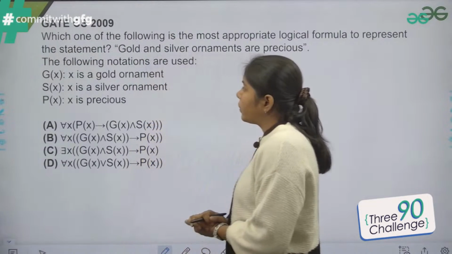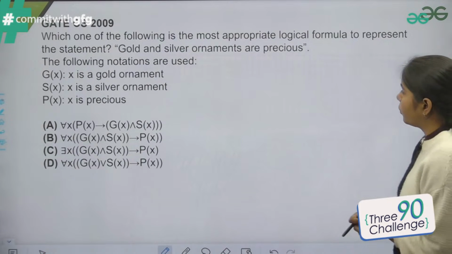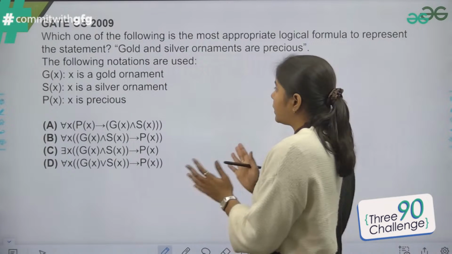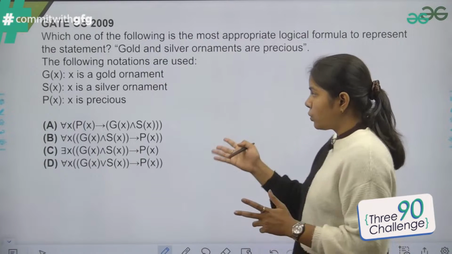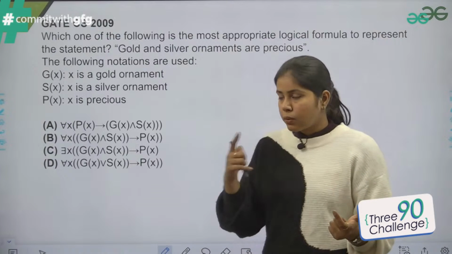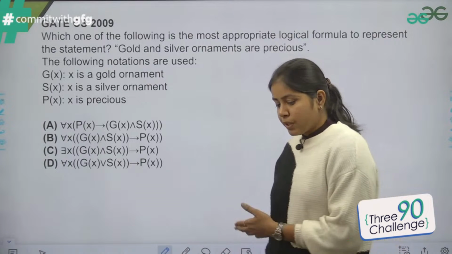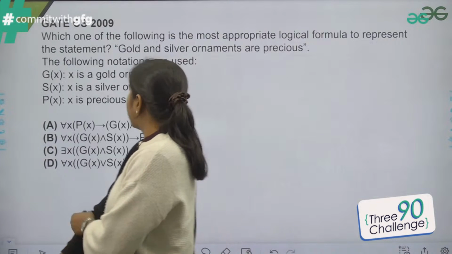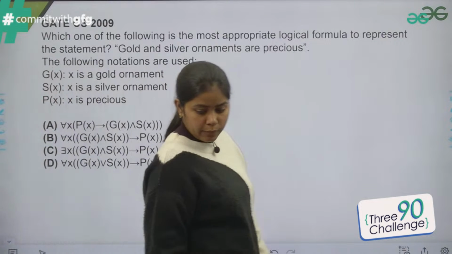Yeah, this is another question. It says that which one of the following is most appropriate logical formula to represent the statement? And the statement is gold and silver ornaments are precious. Following notation is used. Gx for x is a gold ornament, Sx for x is a silver ornament, Px for x is precious. Tell me that which of the following is appropriate logical formula. Tell me, guys.